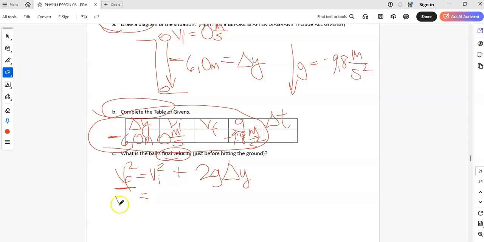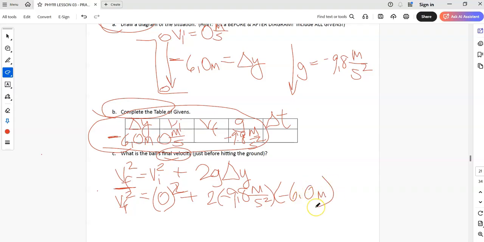So we have Vf squared, and don't forget that this term is squared, equals the initial velocity squared. Well, that's 0 squared. Well, that simplifies our equation quite a bit. Plus 2 times negative 9.8 meters per second squared times negative 6.0 meters.